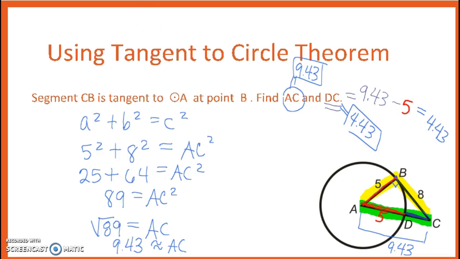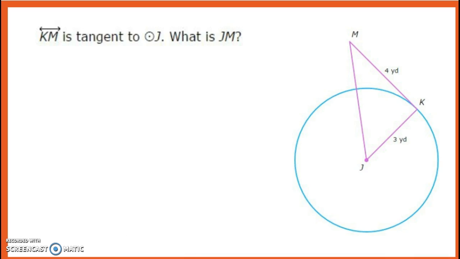All right, let's practice another one. So here we are told that line KM is tangent to circle J. We want to find the length from J to M. Well, if KM is tangent to the circle J, drawn at the point of tangency K to the radius, this is our 90-degree angle. So again, we just need to use the Pythagorean theorem.